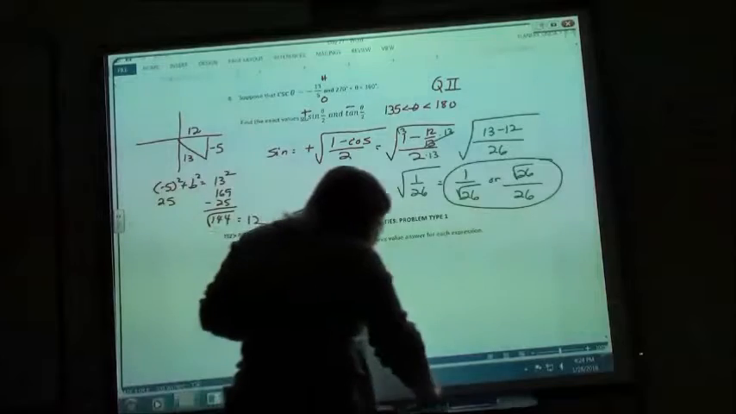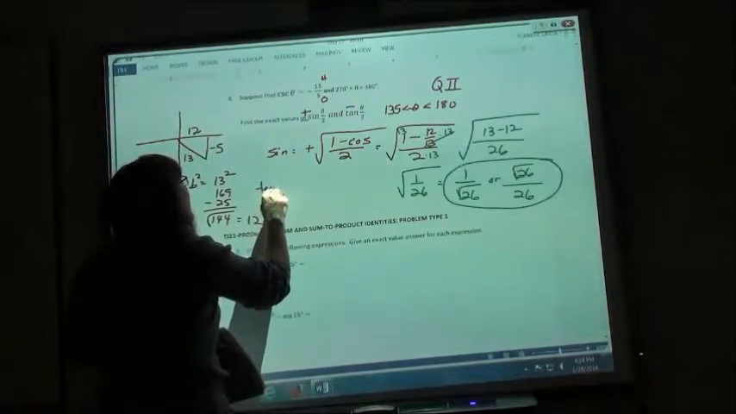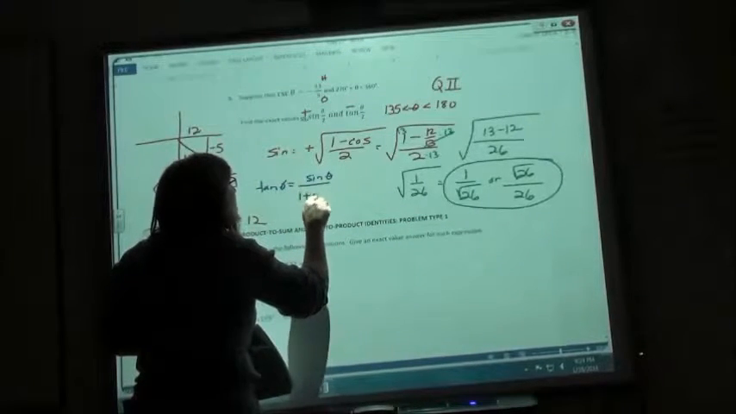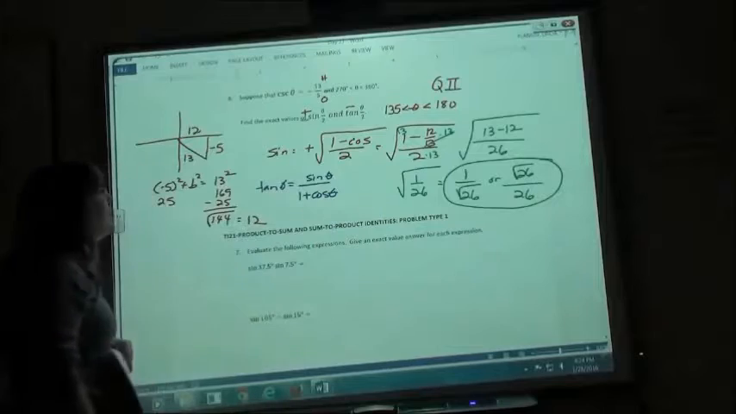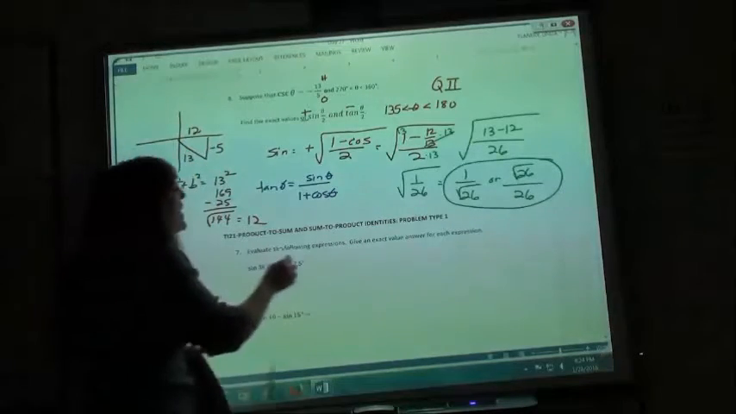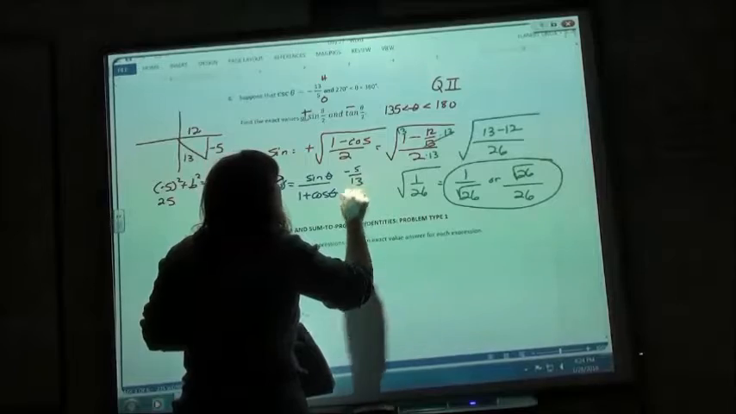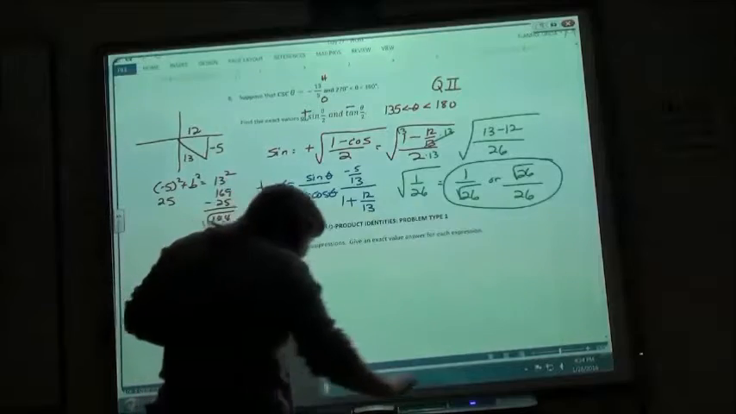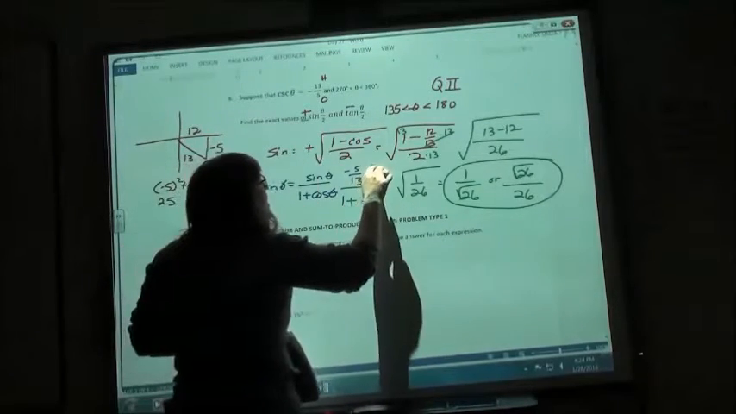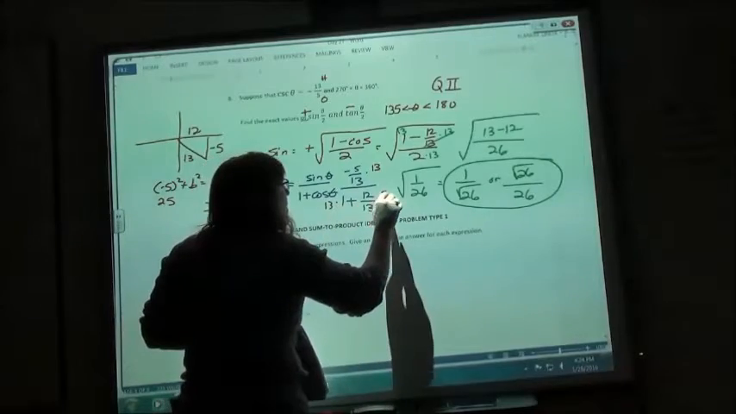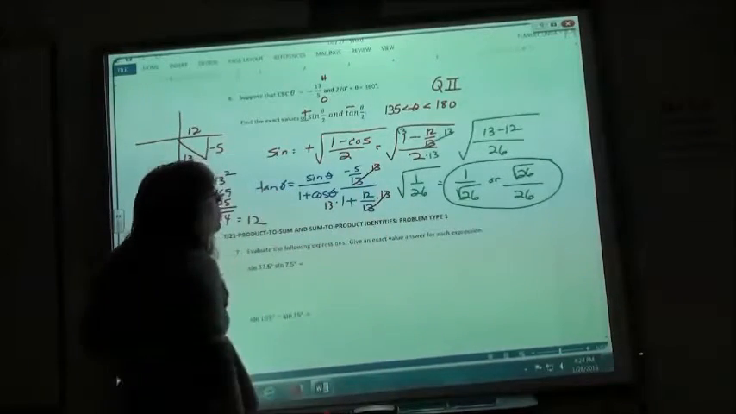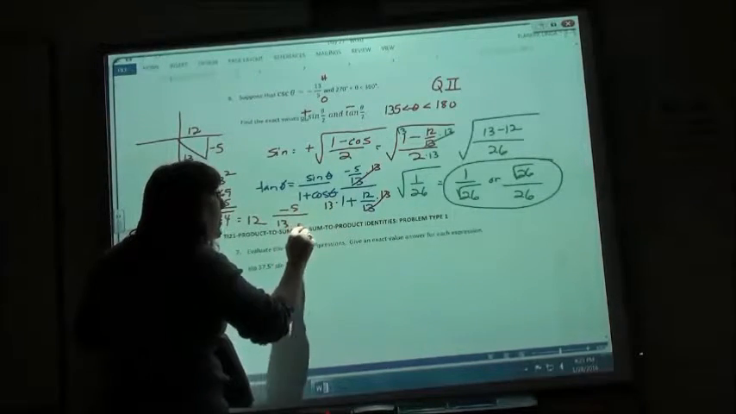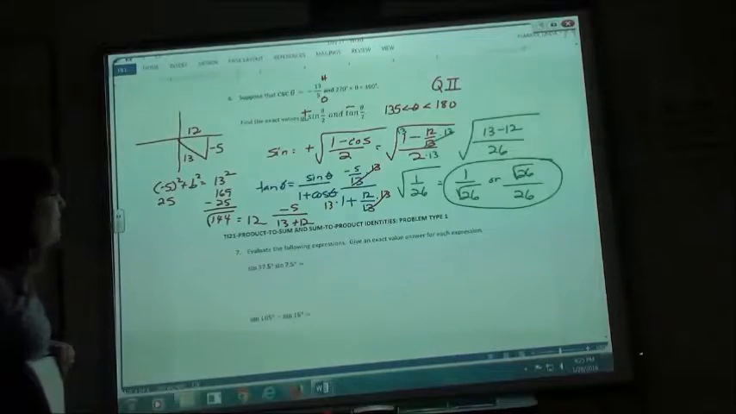Tangent. I'm going to smush tangent in here. I always end up doing that. Tangent of theta, we said, was the sine of theta over 1 plus the cosine of theta. So my sine is going to be negative 5/13. 1 plus my cosine, which is 12/13. And then again, I'm going to multiply by that 13 to get rid of the fractions. Cancels that out, cancels that out. On top, we just get the negative 5. On the bottom, we're going to get 13 plus 12, which is going to be 25.